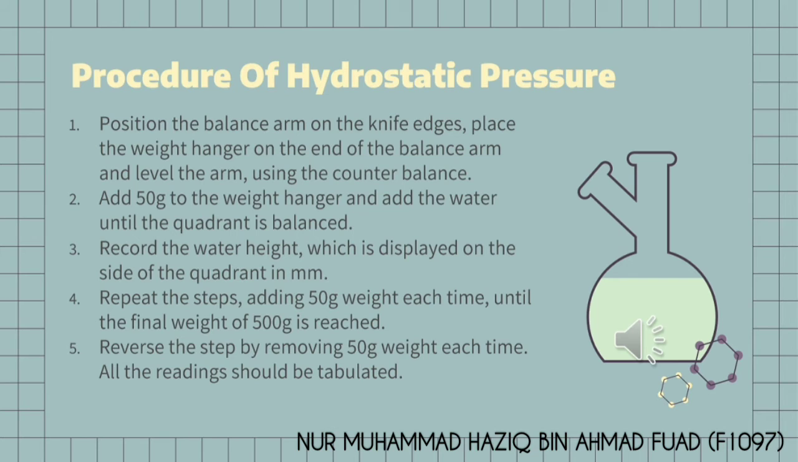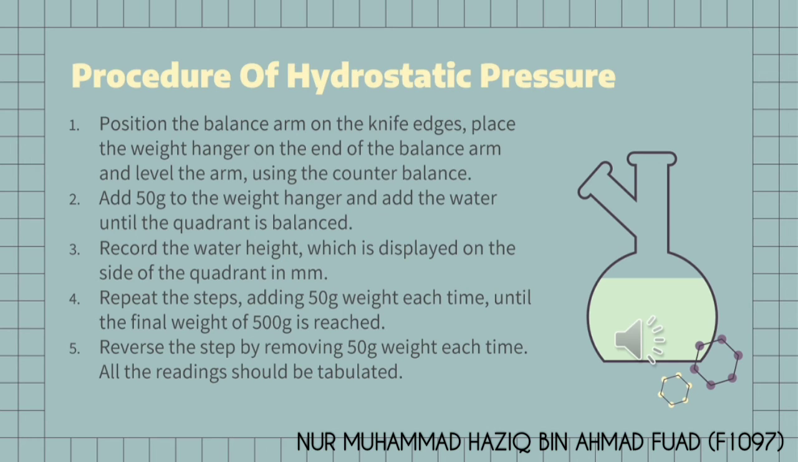Okay, for this slide I will explain the procedure of hydrostatic pressure. Number 1, position the balance arm on the knife edge. Place the weight hanger on the end of the balance arm and level the arm using the counterbalance. Next, add 50 gram to the weight hanger and add the water until the quadrant is balanced.